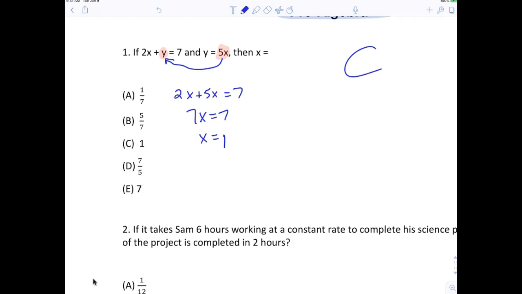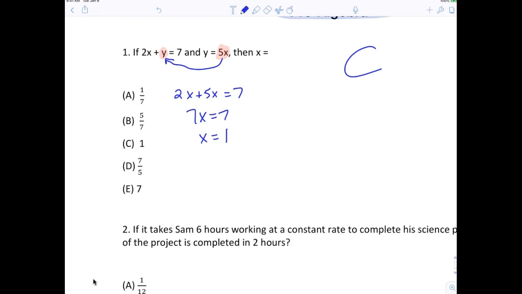What? What's 5x plus 2x? Yeah, that's 7. Oh, that's simple. Yeah, it was simple. All right. Everybody good with that one?